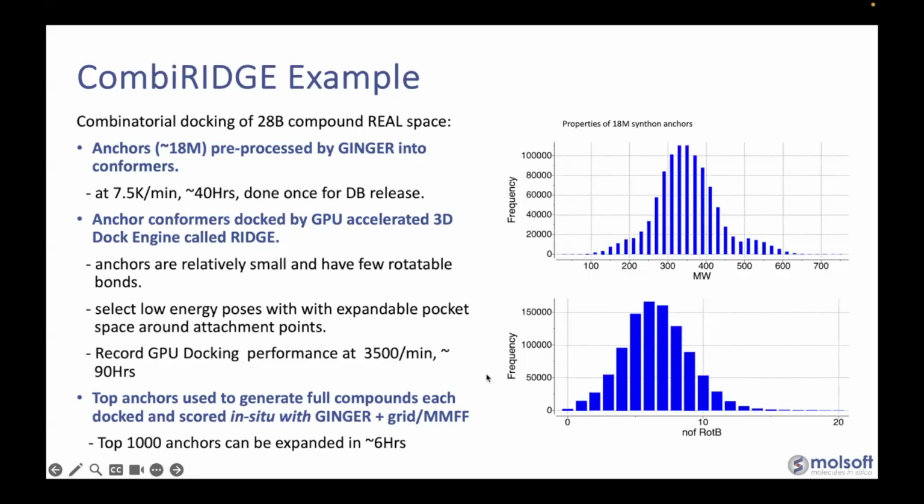And then finally, the top ranked anchors are expanded into the full compounds, and these are docked and scored in situ using a combination of Ginger and Grid molecular force field minimization. For example, the top 1,000 anchors can then be expanded and fully evaluated. And this took about 6 hours. So this gives you a rough idea of how long it's going to take you to screen using just a regular RTX 4090, I think it was done on, and obviously it can be parallelized as well.